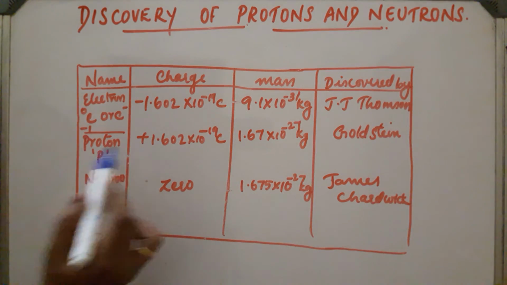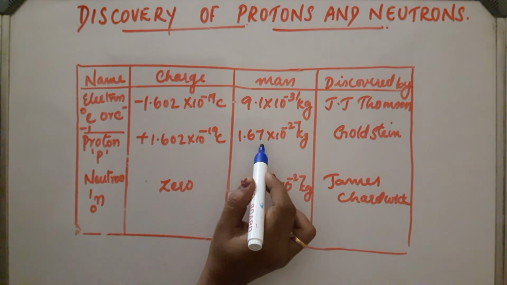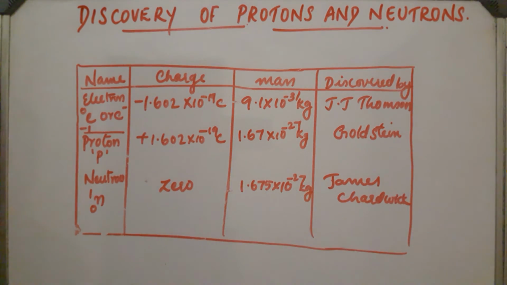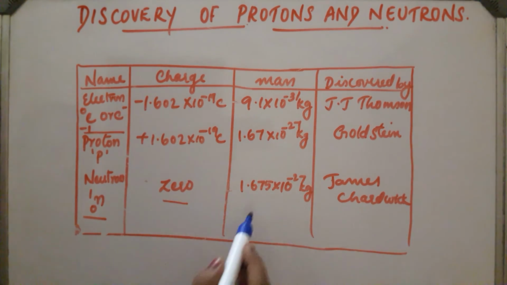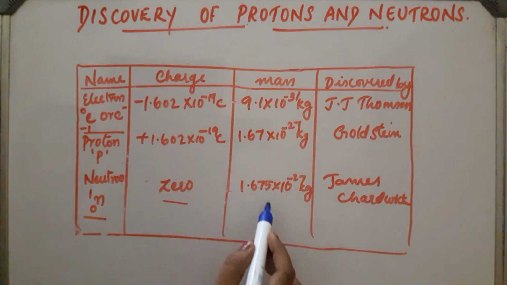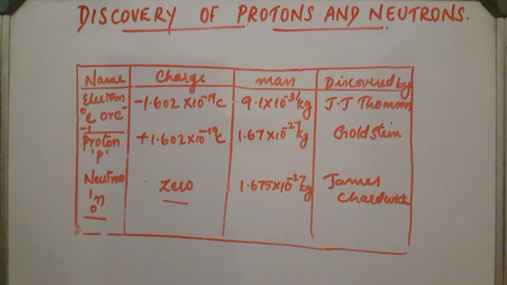Next, the proton, the next particle present in the atom, is denoted by p. Its charge is +1.602 × 10^-19 coulomb, positive. Mass is 1.67 × 10^-27 kilogram, and it was discovered by Goldstein. Next, the neutron: its charge is 0. The mass is slightly greater than the mass of the proton, 1.675 × 10^-27 kilogram, and it was discovered by James Chadwick.